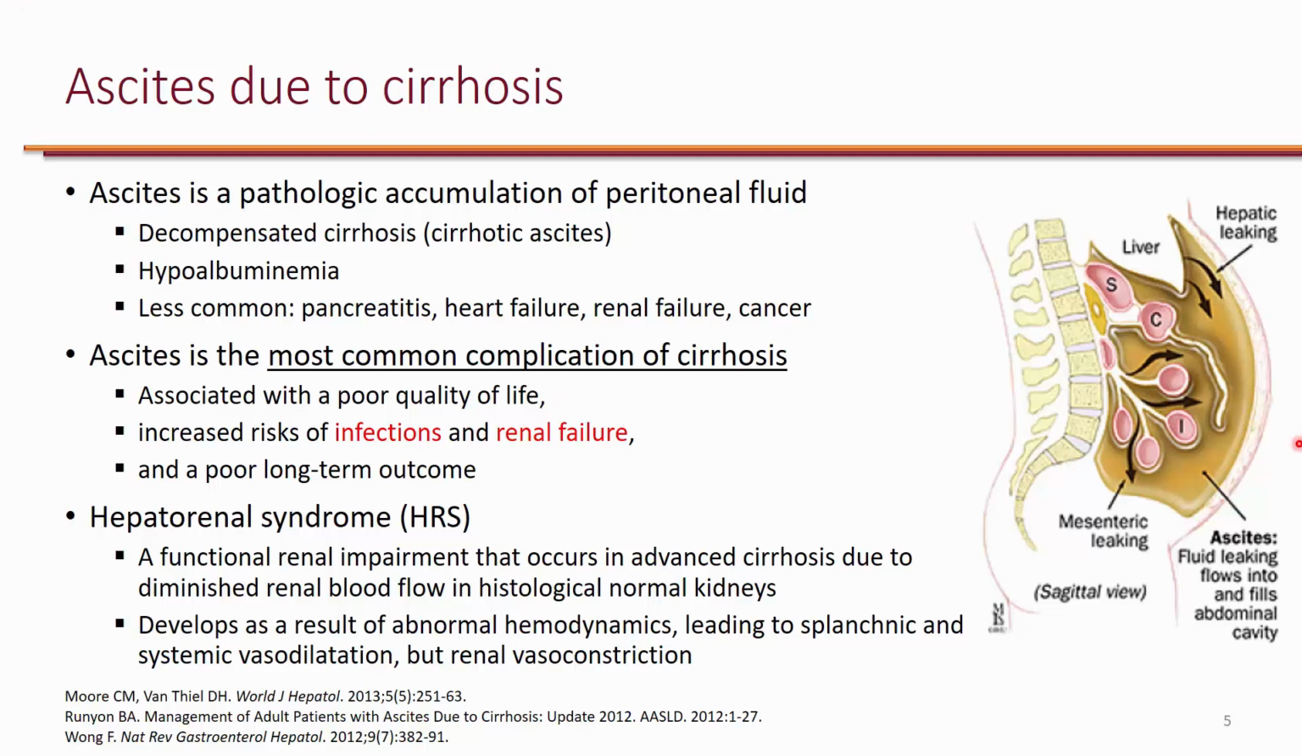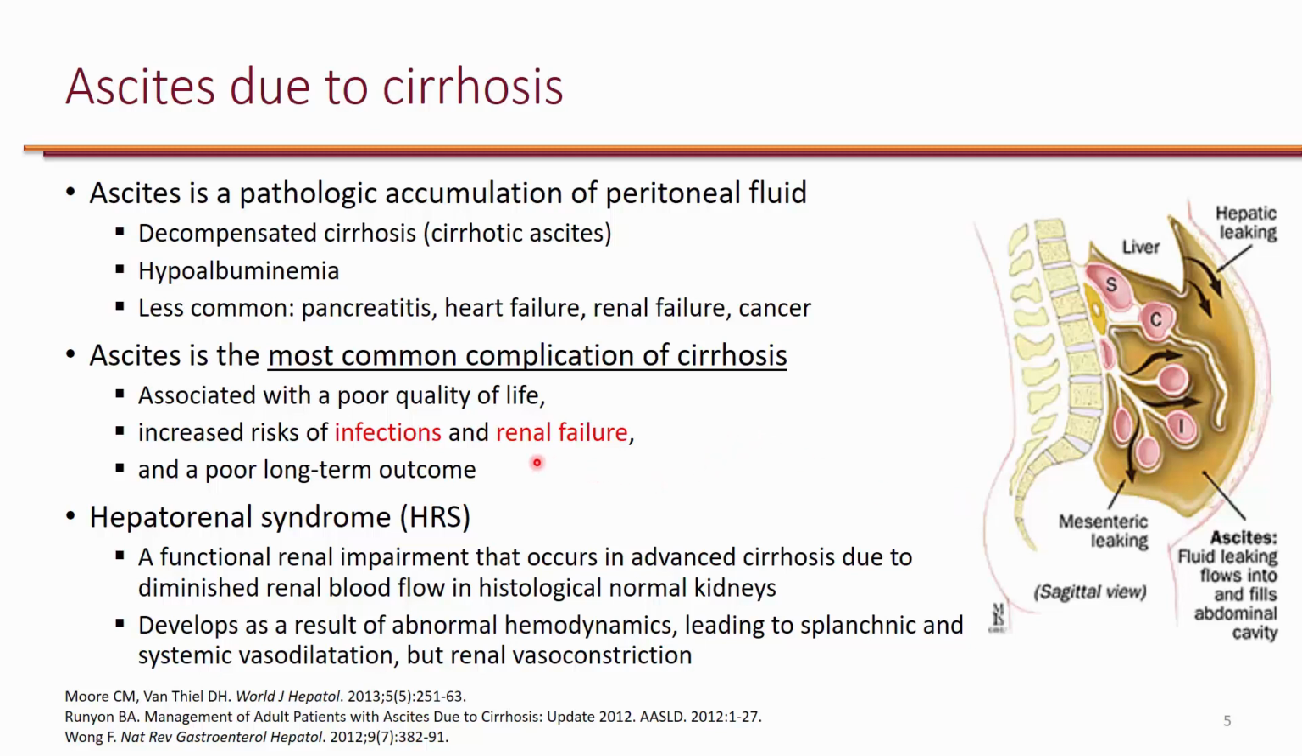Now, the complications of cirrhosis that are considered decompensations include variceal bleeding, ascites, and hepatic encephalopathy, and ascites is actually the most common complication when it comes to decompensated cirrhosis, and this is one of the most common reasons for patients to end up in the hospital. Ascites is associated with poor quality of life, increased risk of infections, and renal failure, and poor long-term outcomes.